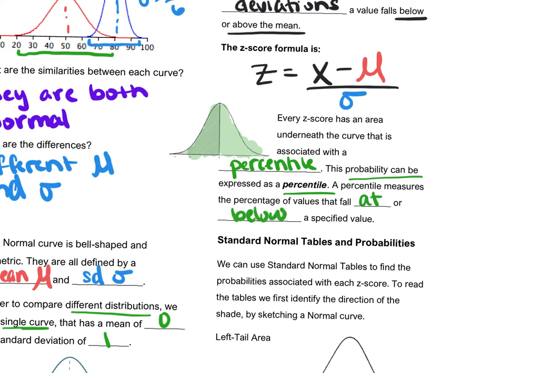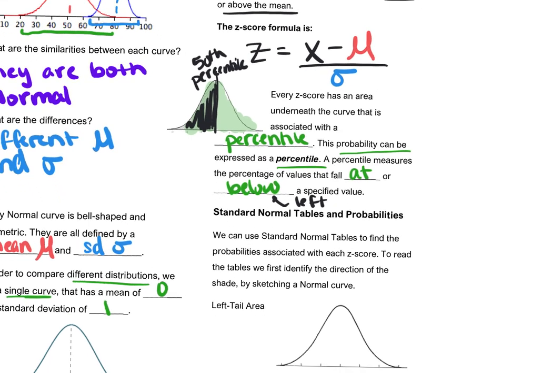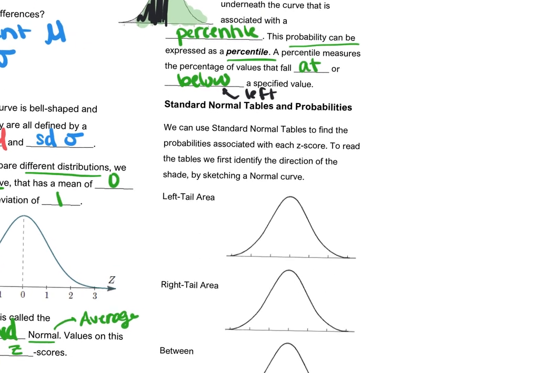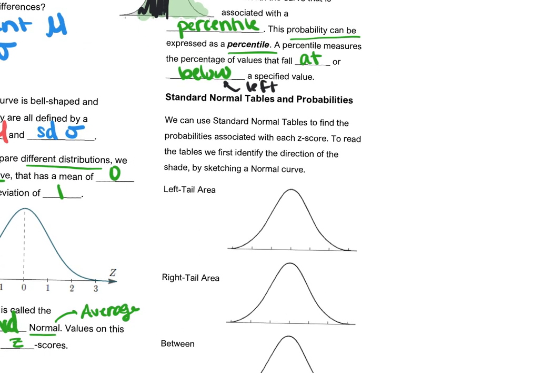So if you look here, here is the 50th percentile. We know it as the median. The 50th percentile is the median for us. But 50% of values fall at or below, and below means to the left of that curve. Now, what we're going to do is take z-scores and find the area that is associated with those z-scores. And we can do that by using these standard normal tables, which we'll get into in the next video.